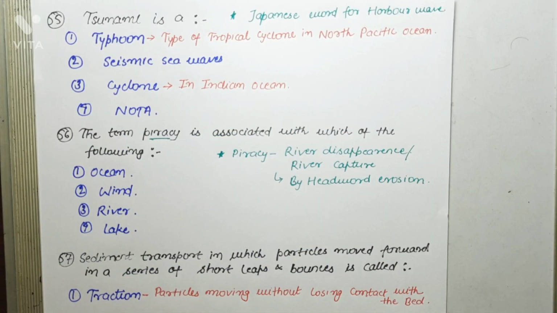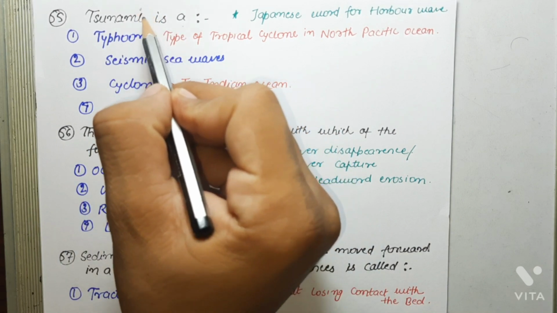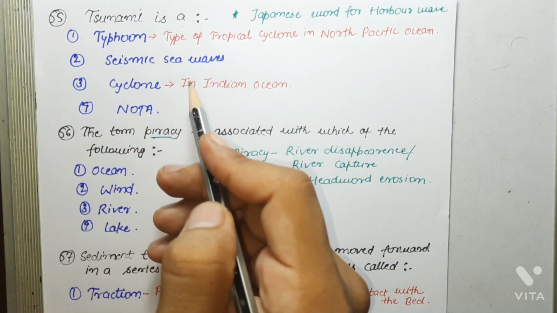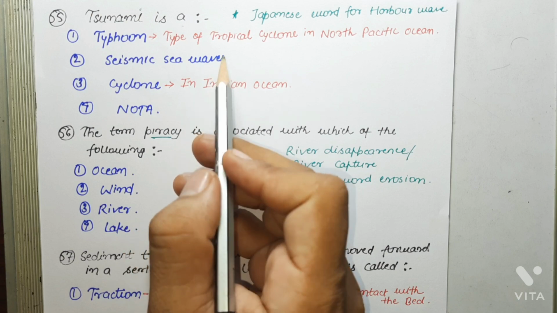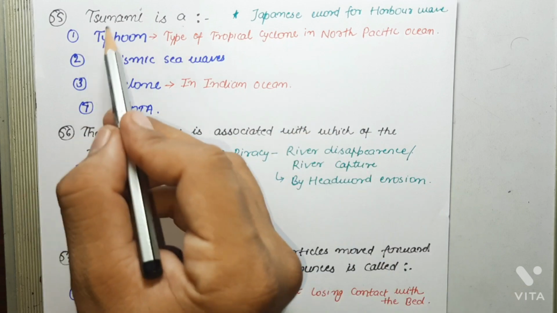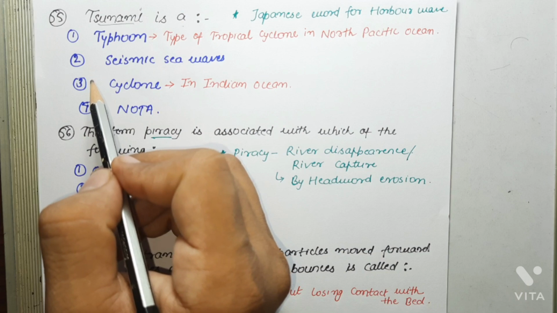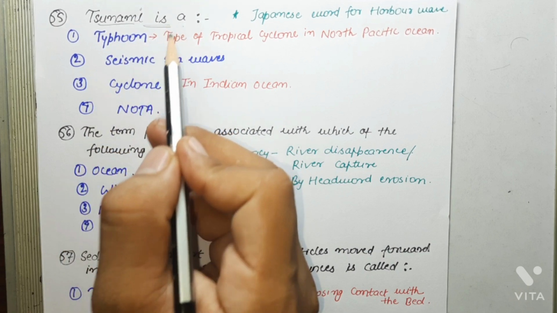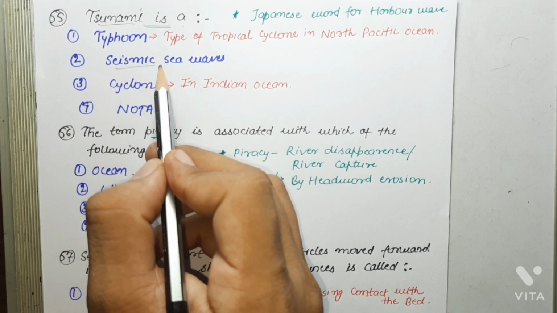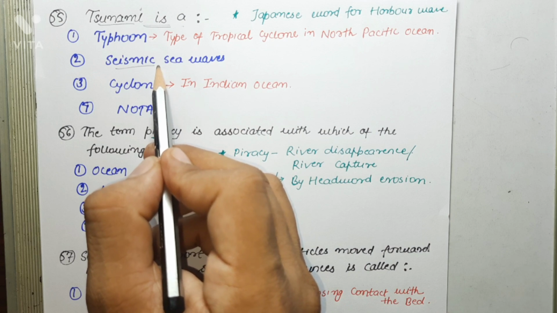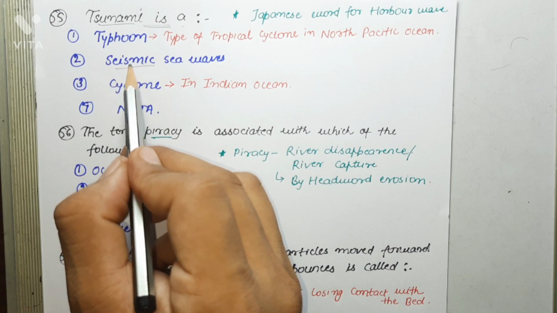Now next question is, tsunami is a. So you should know tsunami is a Japanese word for harbor wave. Okay, now these are also mistakenly known as tidal waves, but these have nothing to do with tide, because tide is not responsible for origin of tsunami. So tsunamis are basically what? Tsunamis are seismic sea waves, which are generated by underwater volcanic eruption, or severe earthquake, or landslide etc. These are the reasons due to which tsunamis occur.